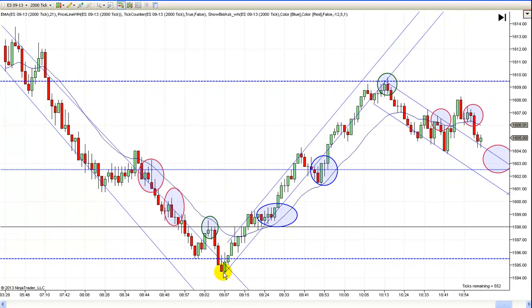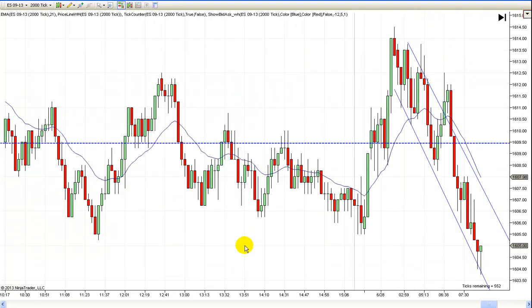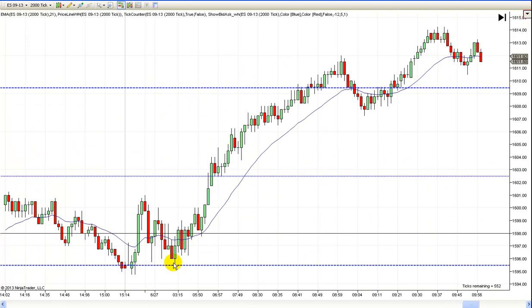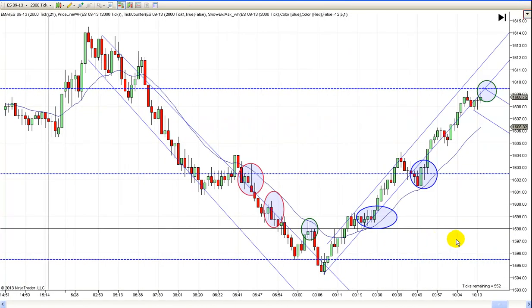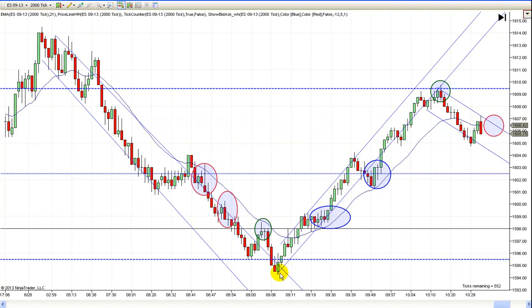So then we make this little failed break lower, and again, that's from the lows from yesterday morning. You can see that. So you were looking for something to possibly happen there, and you get a second entry long there, but again, it's right there near that top, so I didn't like that.